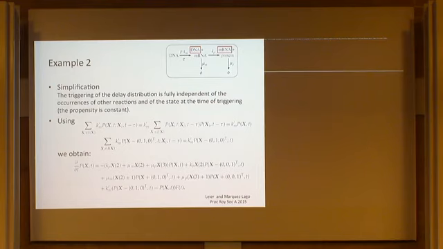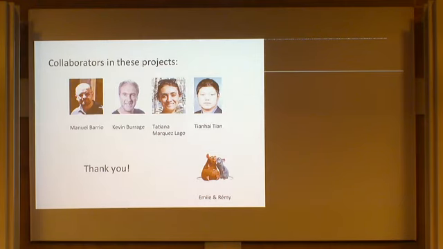Now, the important point is that the simplification is possible because the triggering of the delay distribution is fully independent of the occurrences of other reactions or of the state at the time of triggering. Because in our model we just have one DNA, the propensity is constant, it doesn't change, and only in this case can we split these joint probability terms. And with that, I'm at the end of my talk.